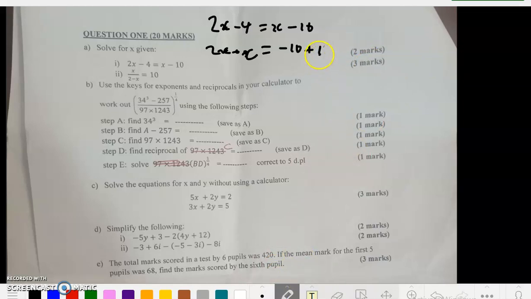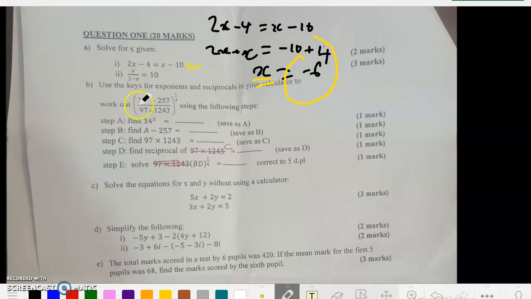2x minus x will simply be x, and this will be equal to minus 10 plus 4, which will give you minus 6. So the solution to this first question is simply minus 6. So x is minus 6. That is how you handle the first question.